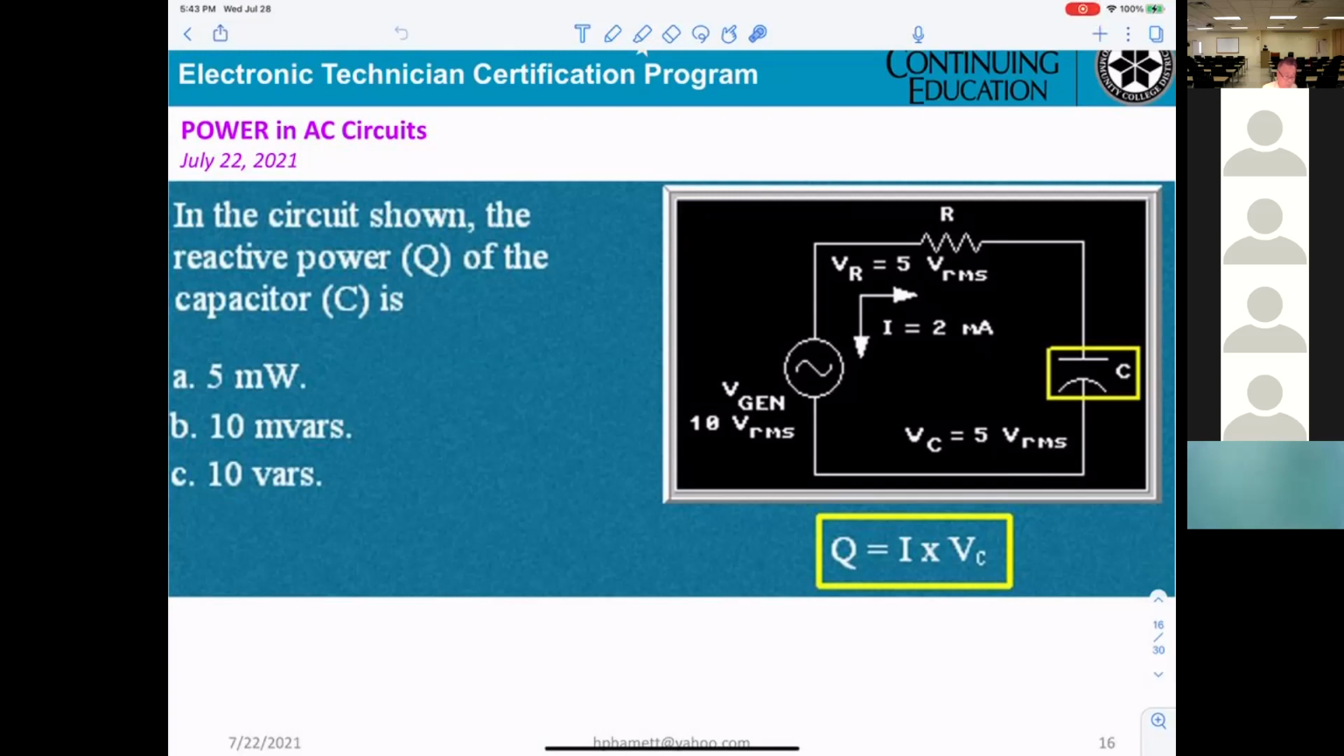B. Which one? B, right? The thing is you take the 5, 2 milliamp times 5 volt. That's what you get, 10. Milliamp, so that's why you get milli-VAR. That means reactive power. That's how they think you calculate the reactive power.